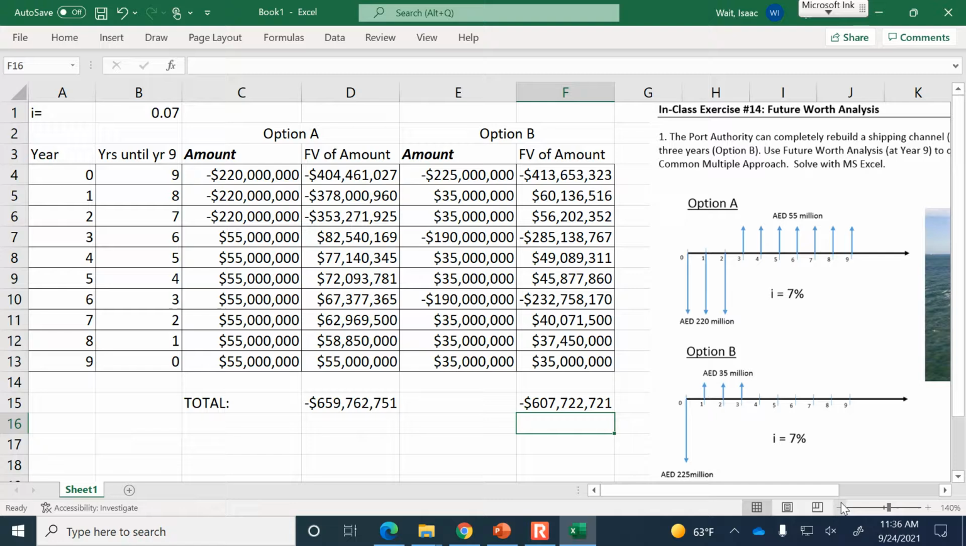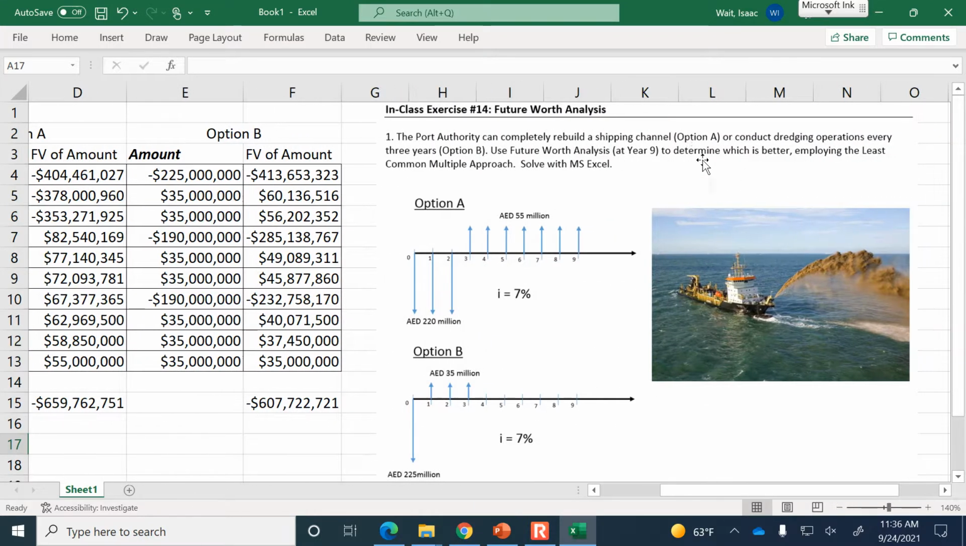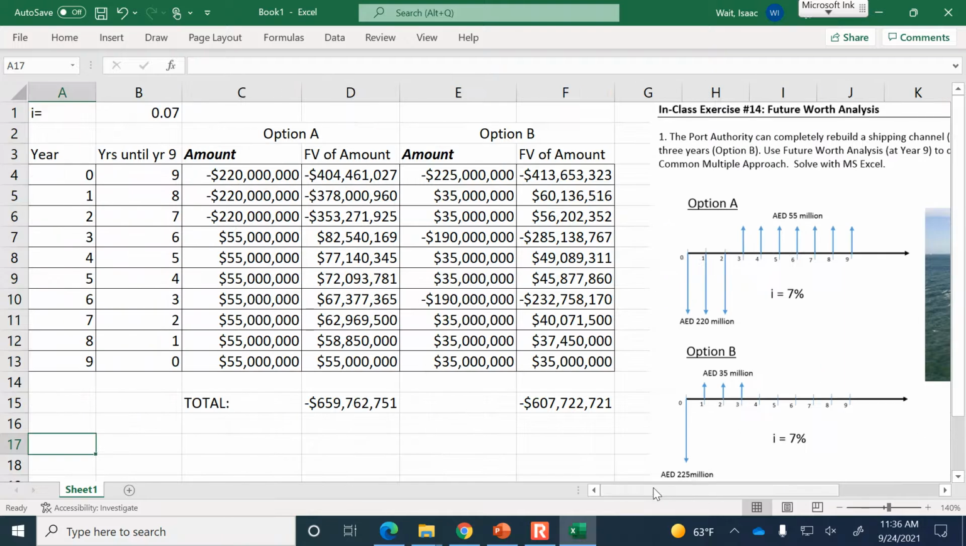All right, so have we answered the question? Not all the way. We've done the analysis, but we haven't actually answered the question. I like to tell you mistakes I've seen in the past so that you can avoid the mistakes that other students have made. Sometimes the mistake is that you don't actually state the conclusion. So down here at the bottom, determine which is better. You have to answer the question.